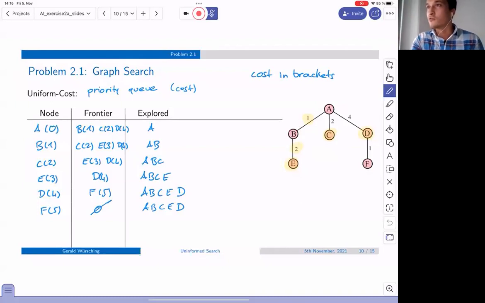Is uniform cost search approach the same as Dijkstra's algorithm? Yes, it's similar. It's the same as Dijkstra's algorithm. We also wrote this on the lecture slide.